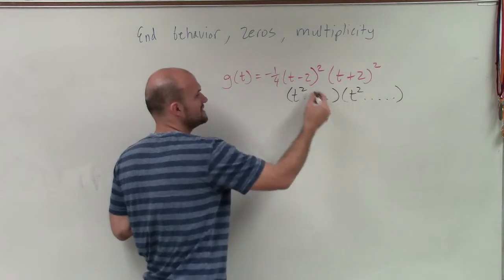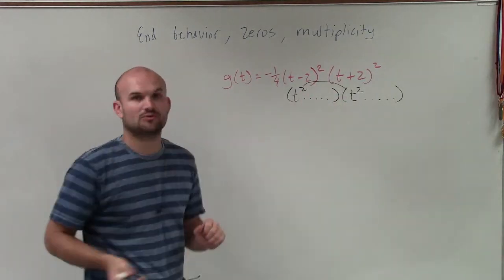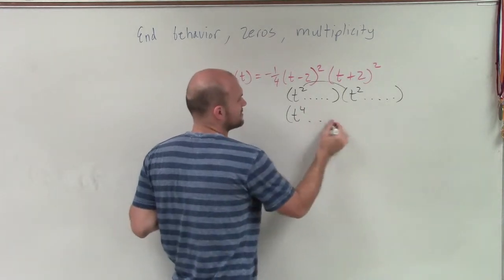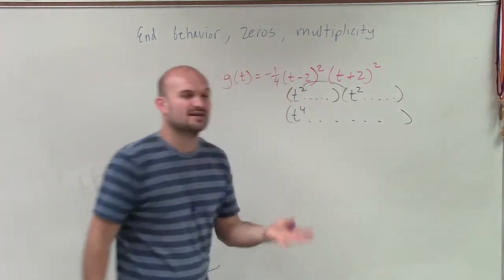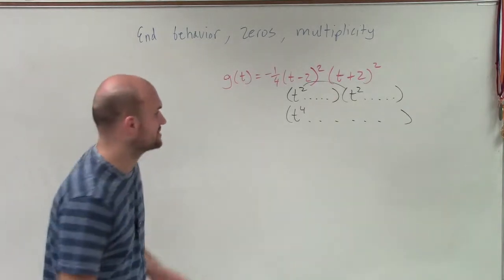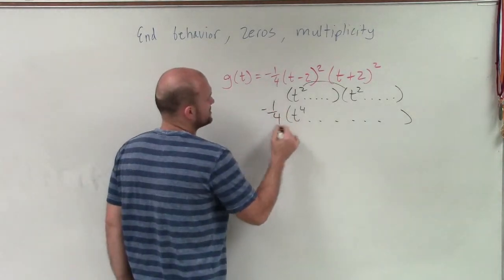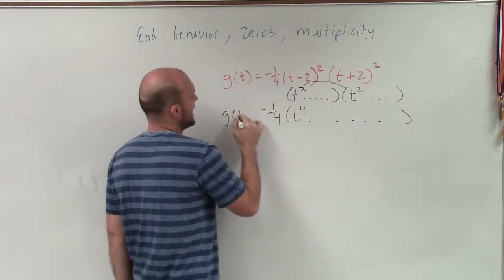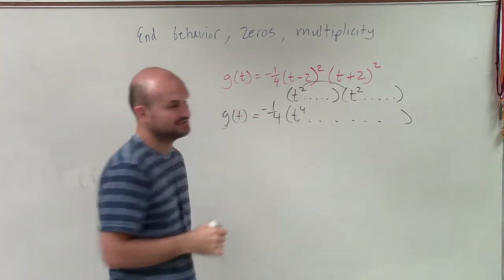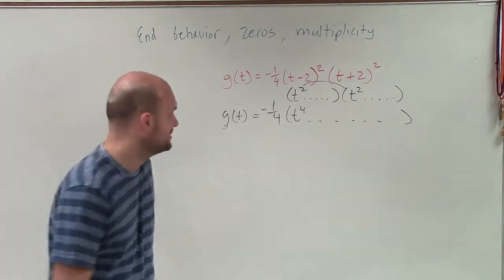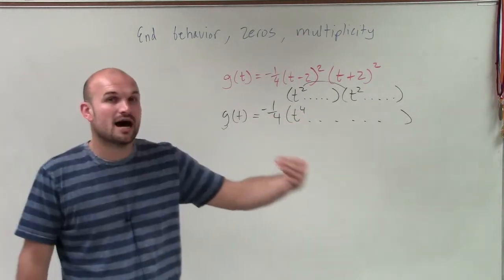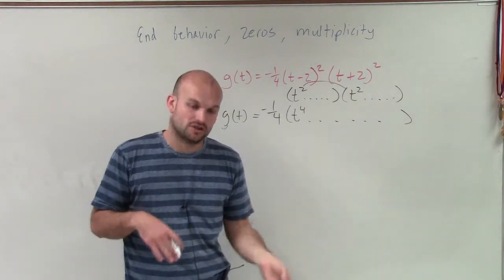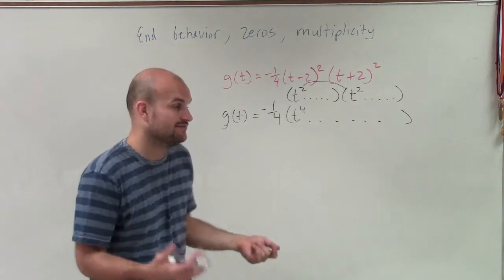Then, if I was to multiply these out, I know that by FOIL, I have to multiply those two, and that's going to produce my highest exponent. Remember, when determining end behavior, all we're concerned about is the highest exponent. So we still have this -1/4 in g(t). But you don't have to FOIL everything out to determine end behavior. I'm trying to save you some time here. So to determine end behavior, I see that the exponent is even and my leading coefficient is negative. Therefore, my graph is going to fall left and fall right for its end behavior.